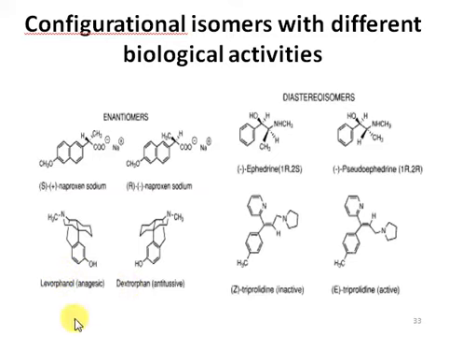One of these is analgesic. Just see the arrangement of atoms. There is only one change in the arrangement of atoms, right? One of these is analgesic while the other is antitussive. Similarly, we have two isomers, one is the Z isomer, the other is the E isomer. One isomer is inactive while the other is an active isomer. It has some biological activity.